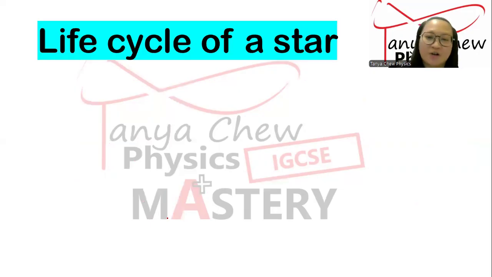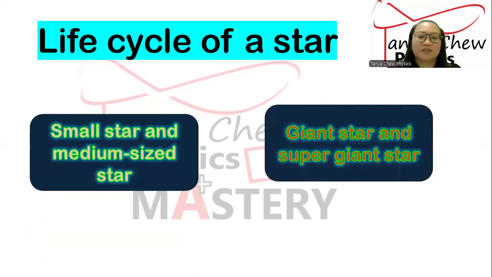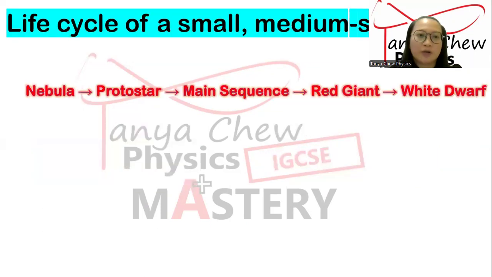Now, life cycle of a star. So life cycle of a star, you have to consider whether this is a small star or medium-sized star like our sun, or this is a giant star or the super giant star, right? So if it is a small or medium-sized star like our sun, you have to talk about nebula. So what is nebula? Nebula is a large cloud of dust and gas.